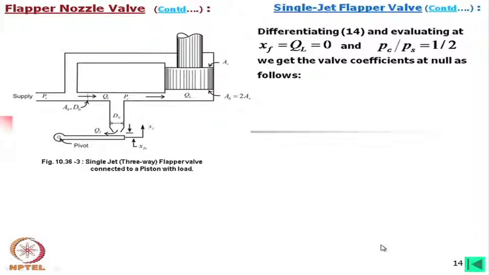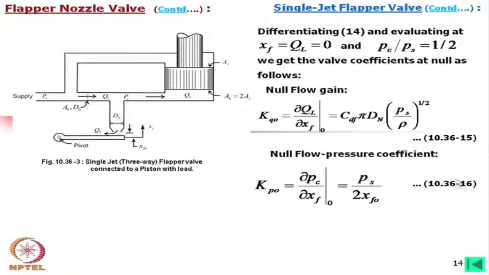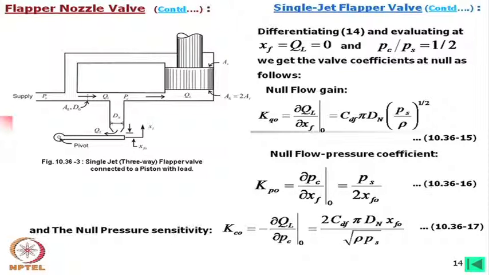Now if we differentiate 14 and evaluate at xf equal to ql equal to 0, that is for the null position, and pc by ps equal to 1 by 2, then we get the valve coefficients at null position, and we can express these in this form. And the null flow pressure coefficient is expressed by this, as well as the pressure sensitivity is expressed by these equations. Now it is important to know the null coefficients for each and every valve, for 3-way, 4-way. So null coefficients are important to understand how good the valve is in performance.